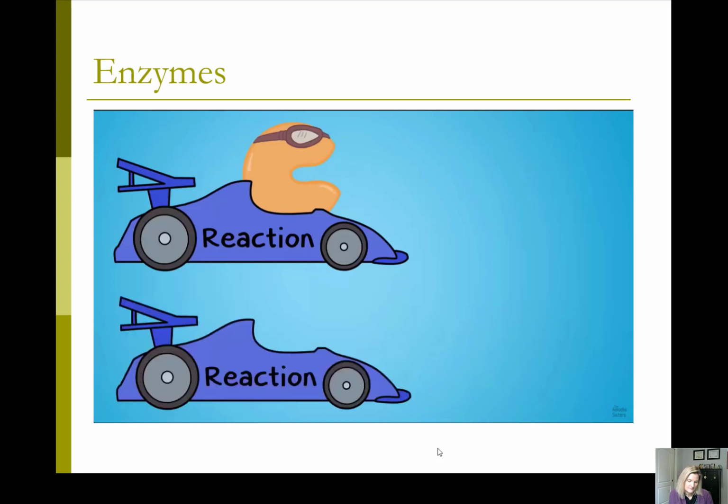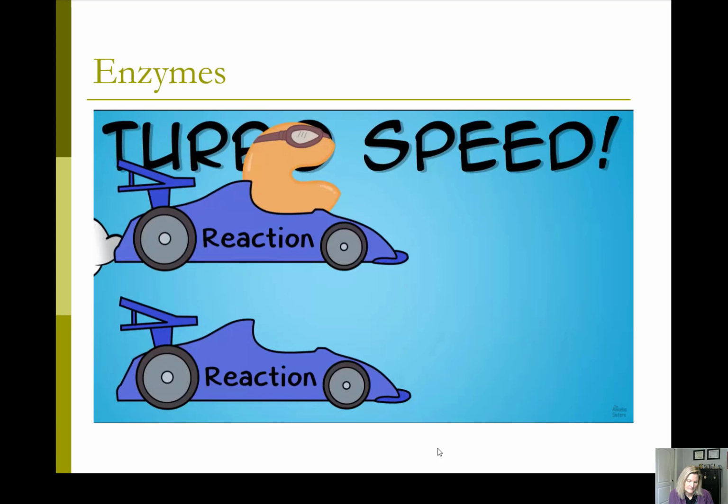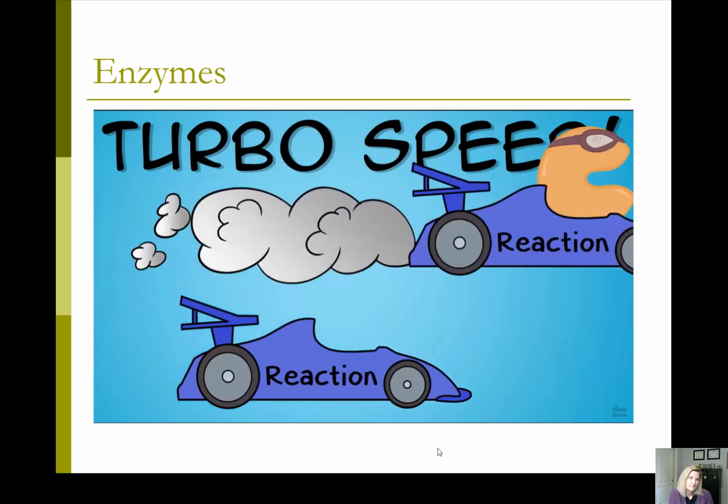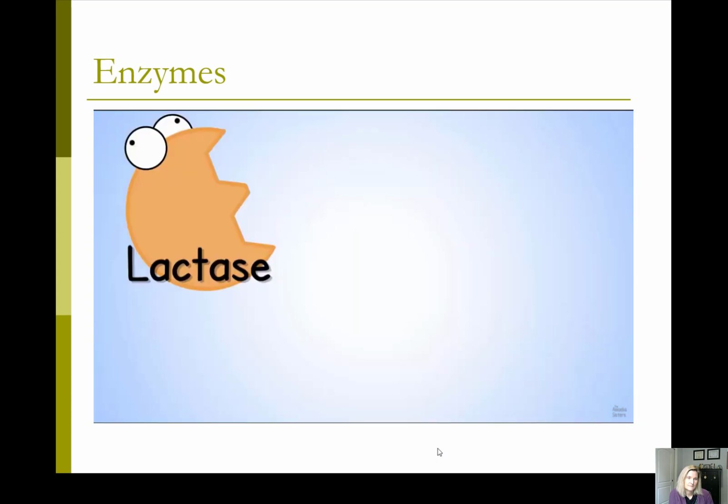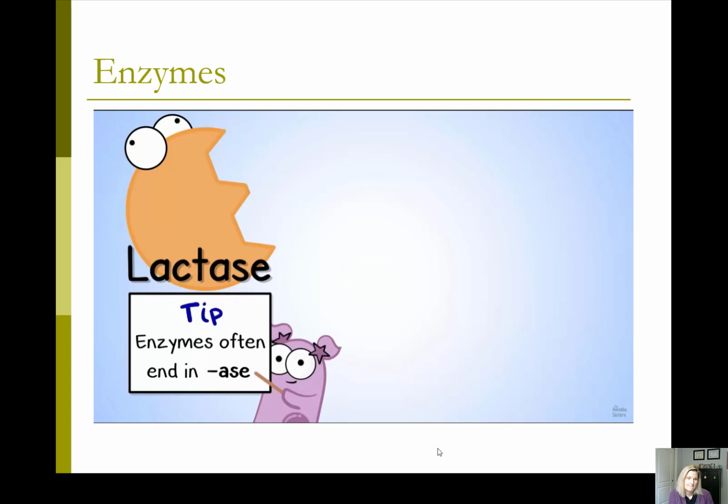Reactions that technically could happen on their own, but with the help of enzymes, they can be sped up to make processes effective for life. Let me give you a great real-life example. The enzyme lactase. Another really cool thing about enzymes is that they often end in ASE, like lactase.